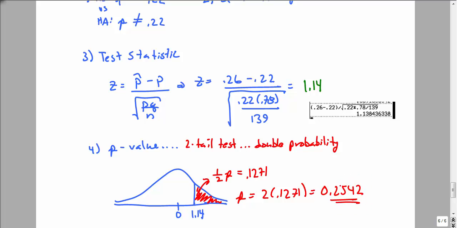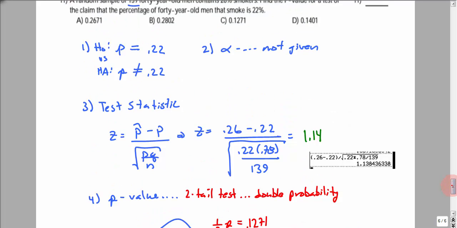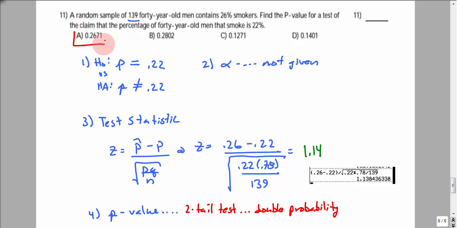Okay, so we're trying to get to the closest that we can here, and it looks like to me the closest is 0.2671. Now again, we're going to have rounding error depending on how we ended up rounding here or here. So we have to be really careful about choosing the closest value. We don't want to over round.